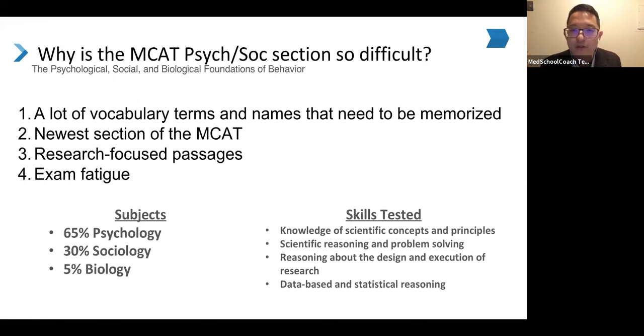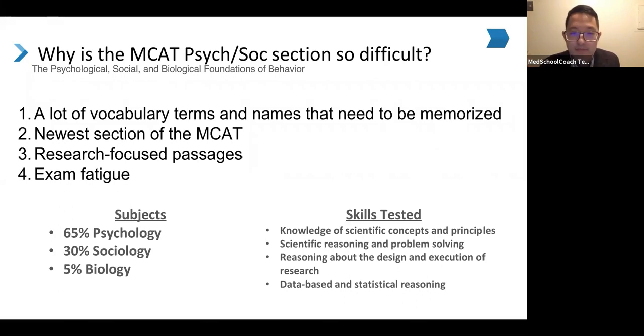But one of the challenging aspects of memorizing all these terms and names is that at this point, we don't actually fully know all of the terms and names that the MCAT actually wants students to know. And the reason why is because the PsychSoc section is the newest section of the exam. And the way that we find out what students should know for the PsychSoc section is from the information that the AAMC provides us. And this is generally in the form of practice questions from previous MCAT exams.